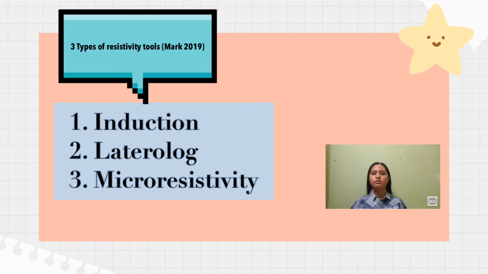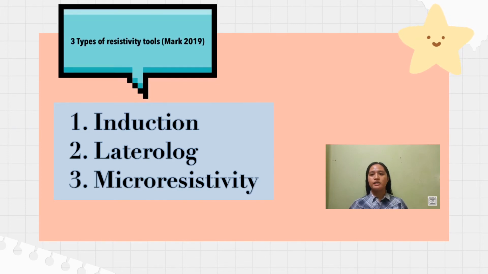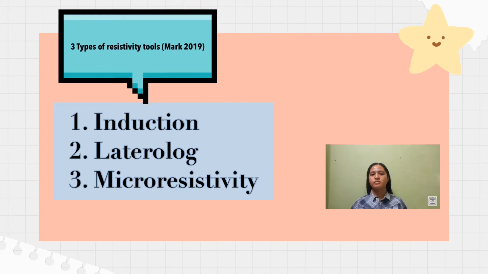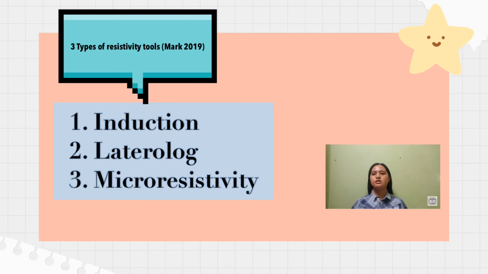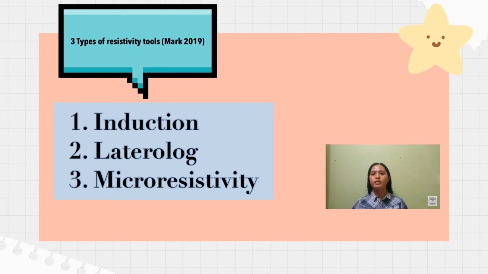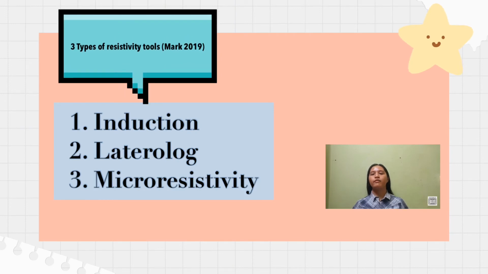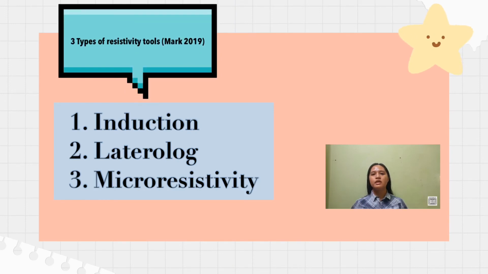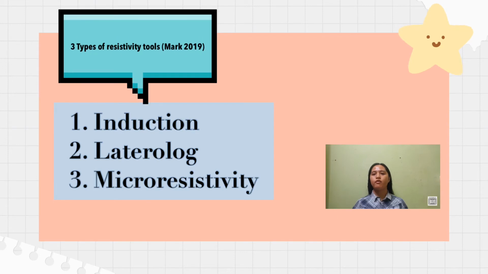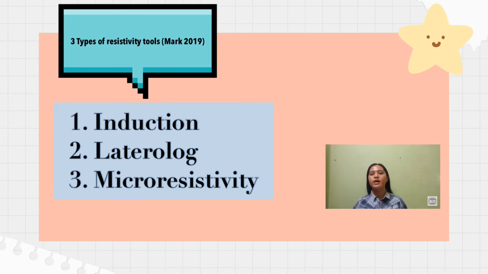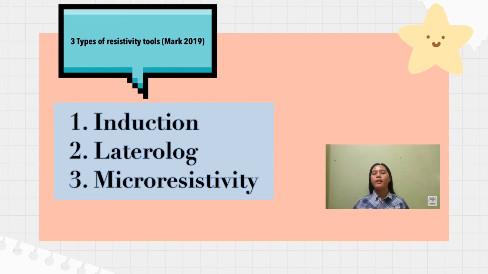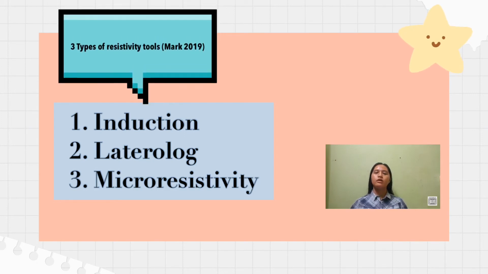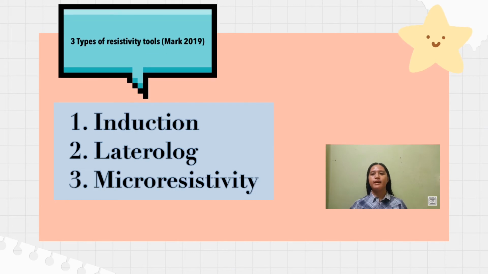For induction tools, it does not work in oil-based mud when it is in shallow measurements, and it is not recommended when the sheet resistance is more than 250 ohm-meter or Rmf over Rw less than 2.5. For laterolog tools, it is not recommended when Rmf over Rw is more than 2.5, and it also does not work in oil-based mud. While for micro-resistivity tools, it only does not work in oil-based mud.